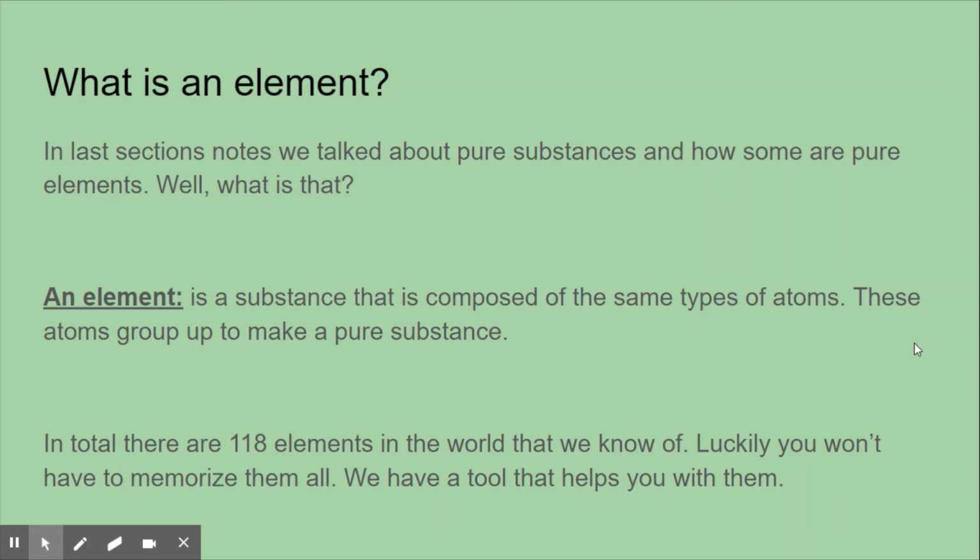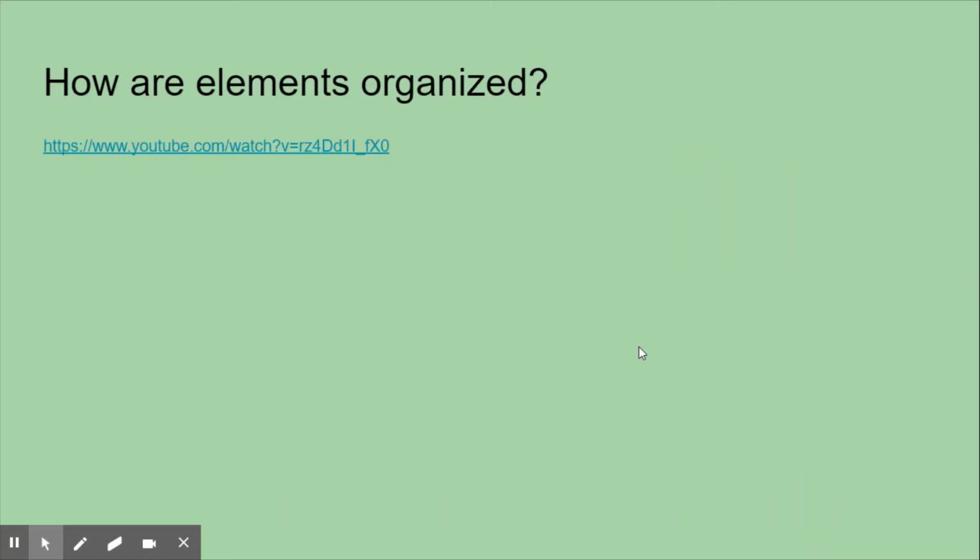But we do have a tool that helps us with those elements. You might have seen it in the video already. Hopefully you have an idea. Otherwise, I'm going to show you how those elements are organized in another video that has music attached to it. So hopefully you guys like songs. I know I do.